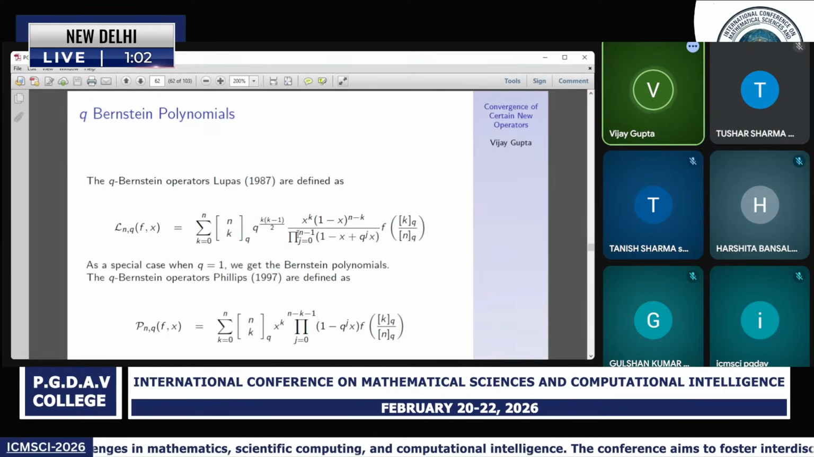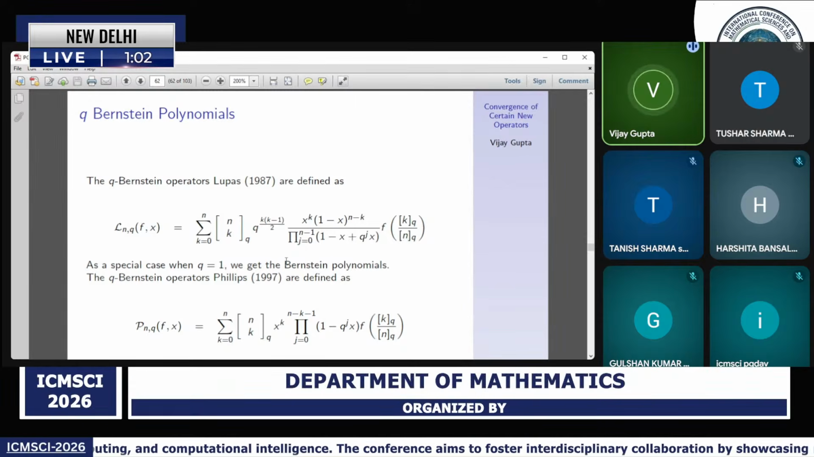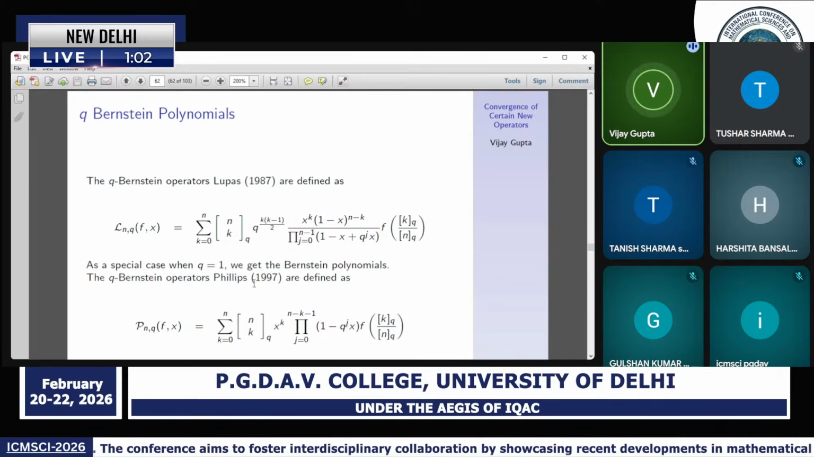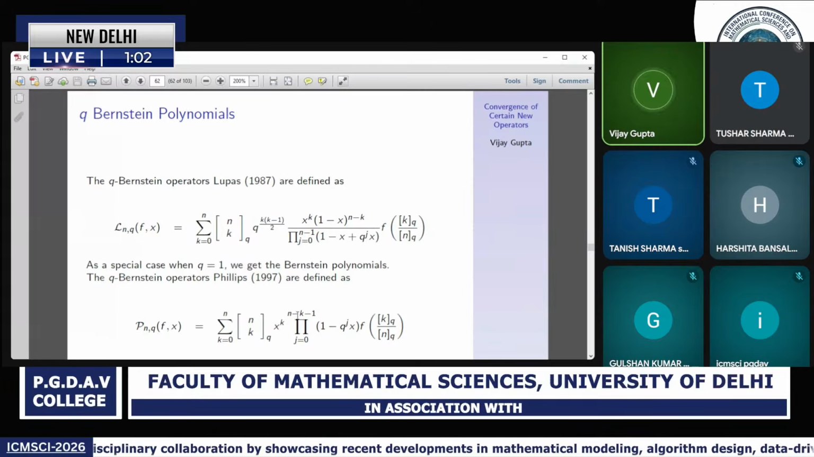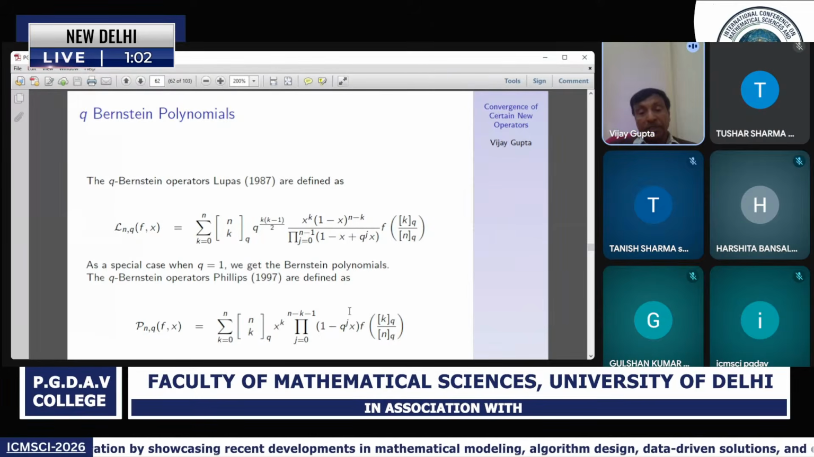In the year 1987, Phillips first introduced the analog of bursting power. But it was not so popular in the year 1997. Phillips gave a more generalized form of two, more simple form of two bursting powers mentioned in the last.